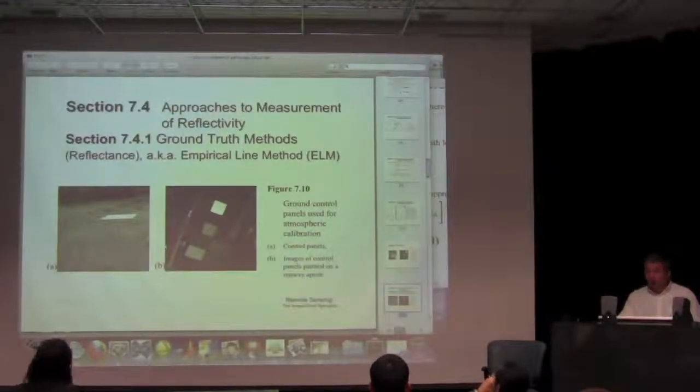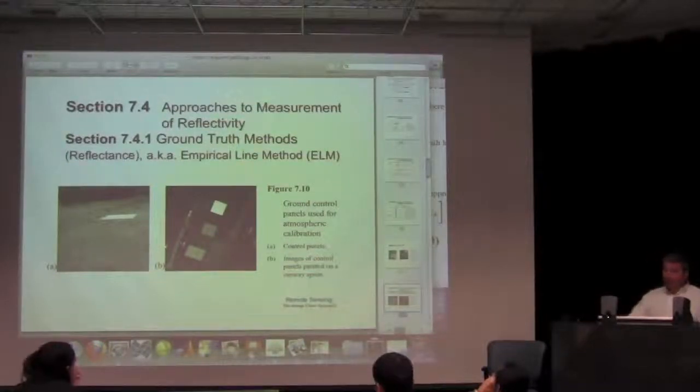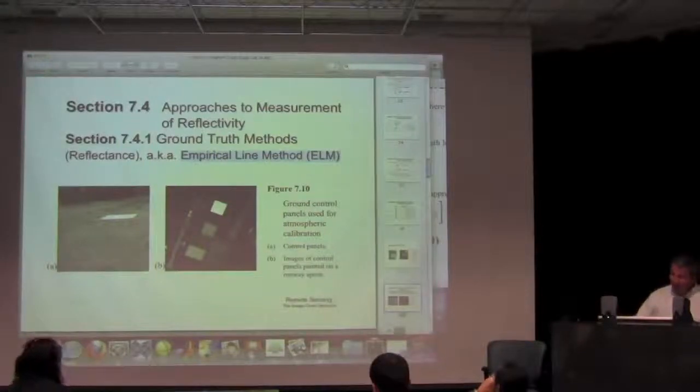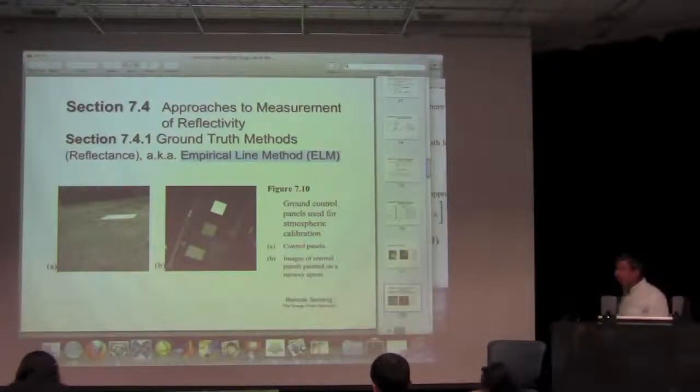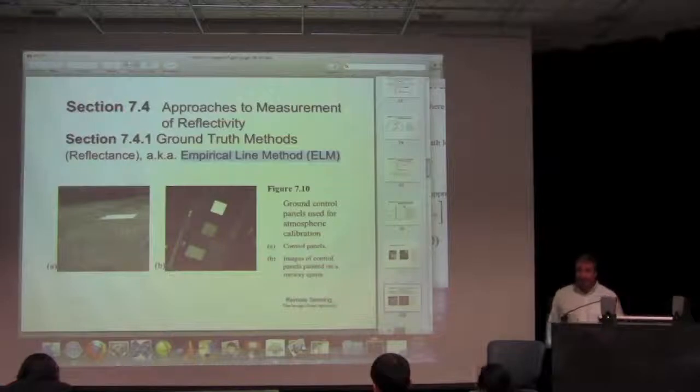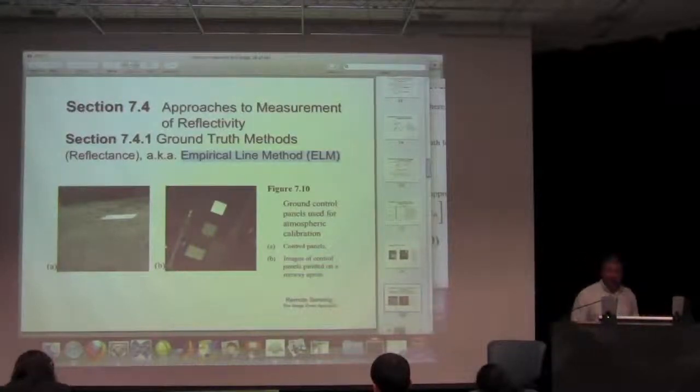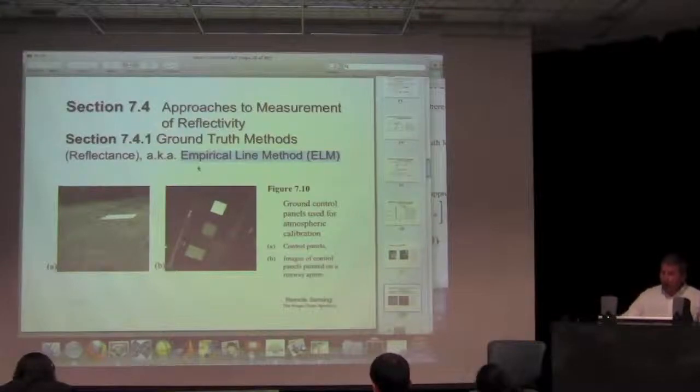here, I can know the reflectance of those targets and go through a very similar sort of approach. Now, the approach in this part of the spectrum has a name that folks use all the time. It's called ELM, or the empirical line method. What that involves is having several panels in the scene that you know the reflectance of, and then you can back out the reflectance of everything else in the scene based on that sort of data.